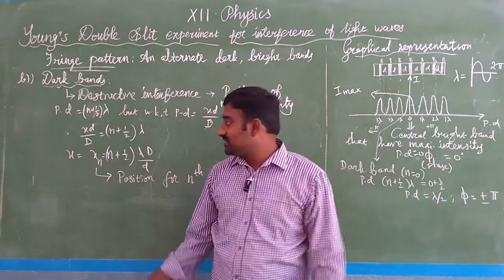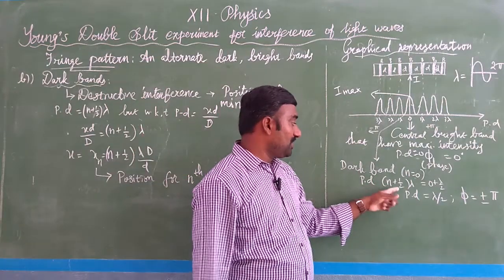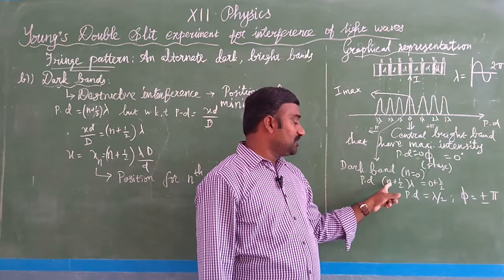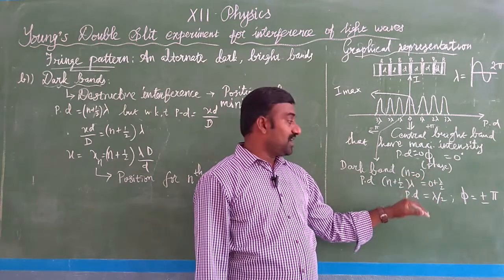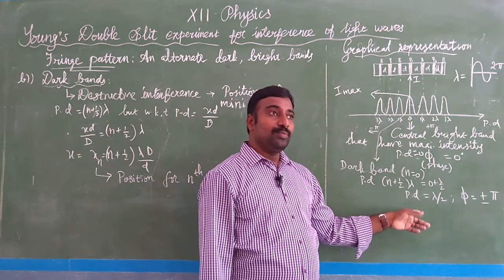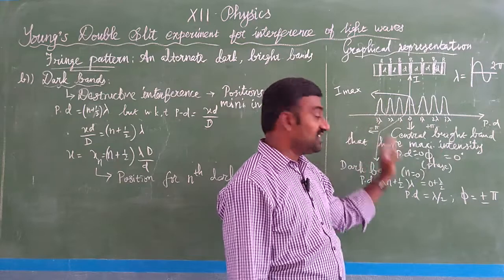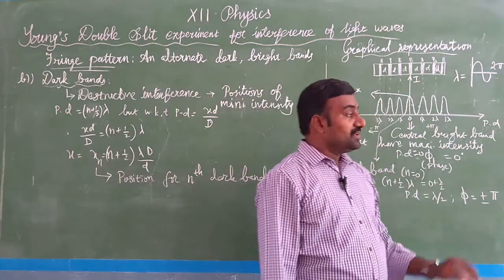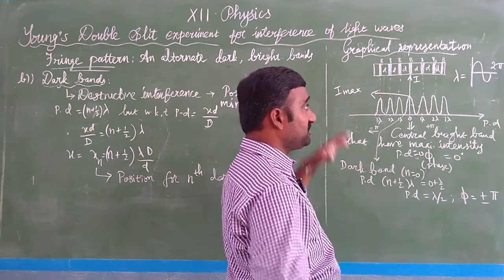What is the path difference? Path difference for a dark line is (n + 1/2) lambda. So when n is 0, it is 0 + 1/2 lambda, which is lambda by 2. Since lambda corresponds to 2π, lambda by 2 is 2π by 2, which is equal to π. On the right side it is +π, on the left side it is -π, so it is plus or minus π. This is how the phase keeps varying.